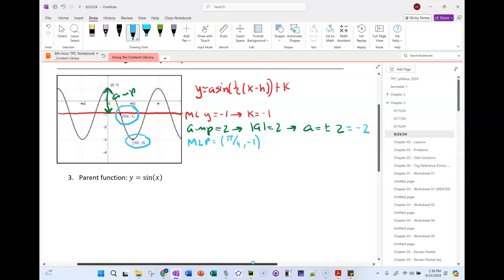Everybody okay there? So that would be K. Oh, that's our A is negative. Well, the midline point, though, also confirms our K, because the midline point for sine is always H comma K. So the K we already had, but this will also tell us that H is pi over 4.